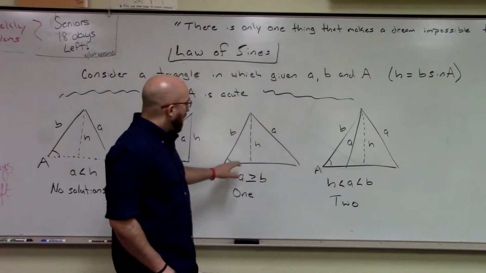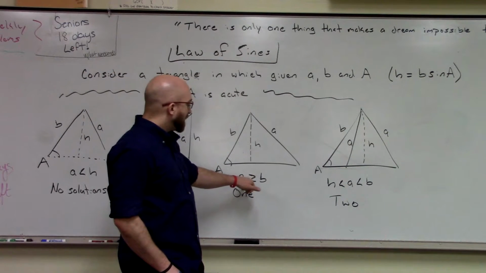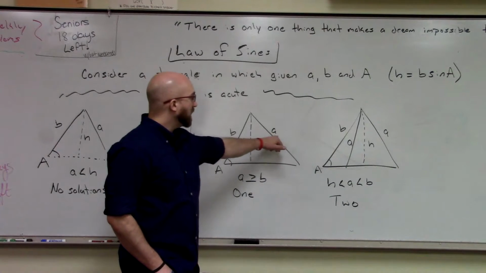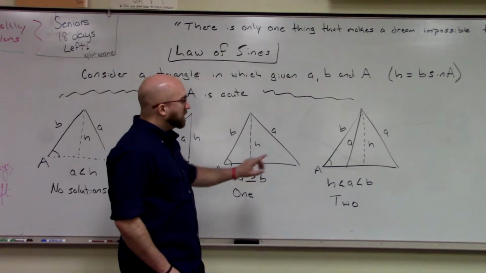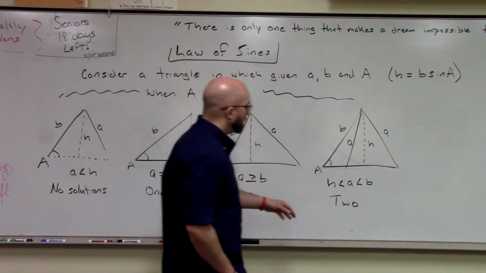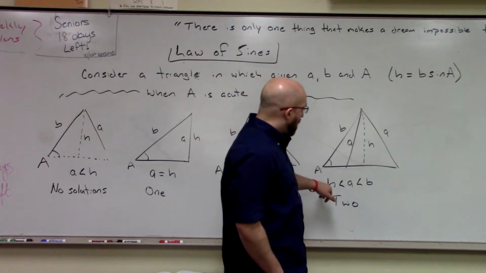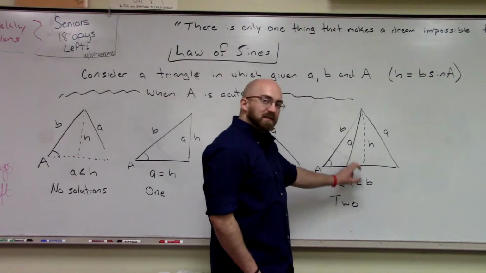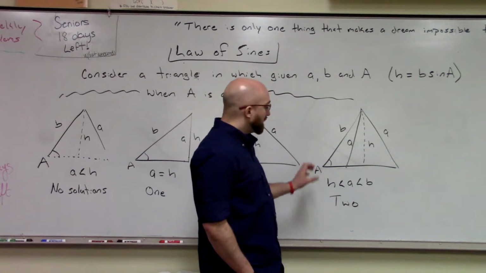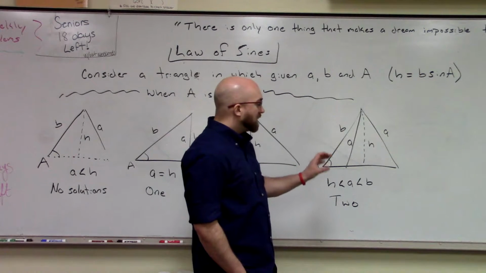Another one is when a is greater than or equal to b. So when little a is greater than or equal to b, we have one solution to the triangle. This is one of the trickier cases with it. When h is less than a, but a is less than b. So h is less than a and a is less than b.